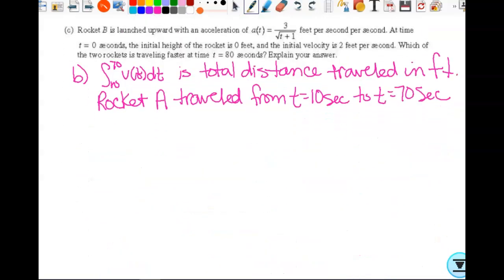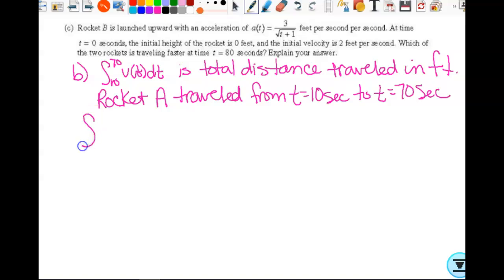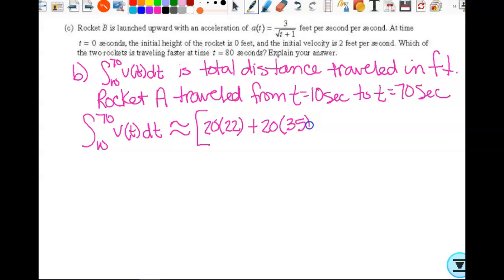All right. So then I can say that the integral from 10 to 70 of v of t dt, what comes next? Squigglies, right? Squigglies, because we're approximating. So then I have 20 times what? 22. And then plus 20 times what? 35, because it's the midpoint, plus 20 times 44 feet. Is this feet per second?